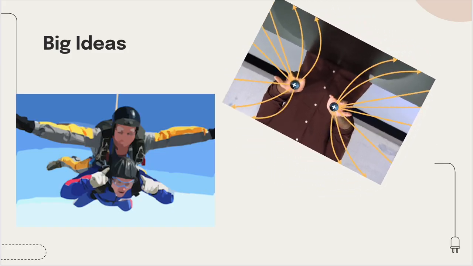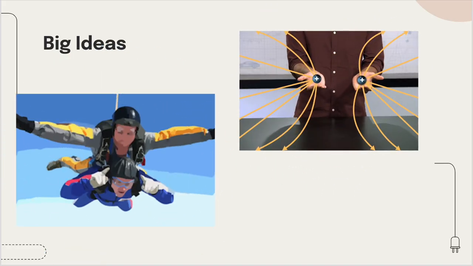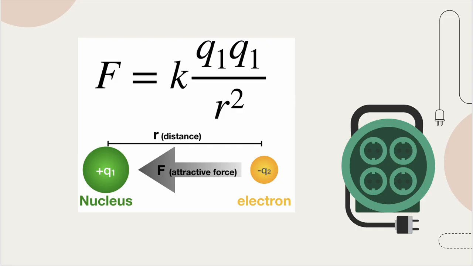According to Coulomb's law, the electric force between two point charges is proportional to the product of the charges and inversely proportional to the square of the distance between them. The gravitational force, on the other hand, is the force that attracts two objects with mass, and it depends on the masses of the objects and the distance between them.